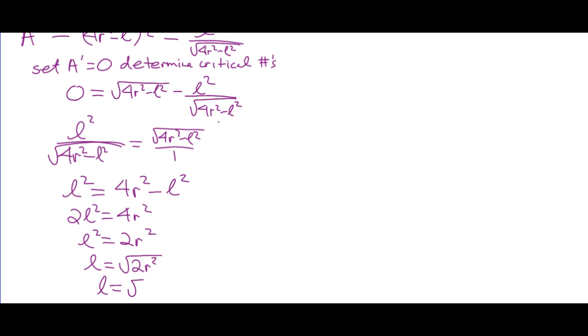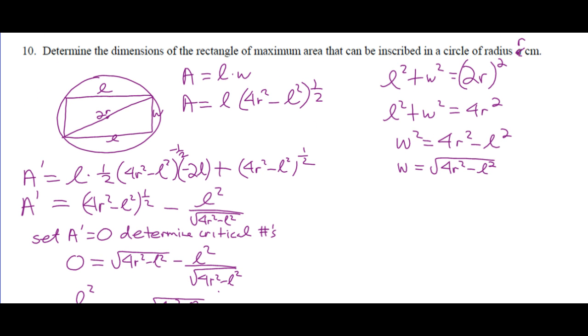So the length is root 2 times the radius. Now, we've got to figure out, is that a maximum? Well, the length and the width are anywhere from 0 to 2R. I mean, they could be running along here. So length and width are anywhere from 0 to 2R.